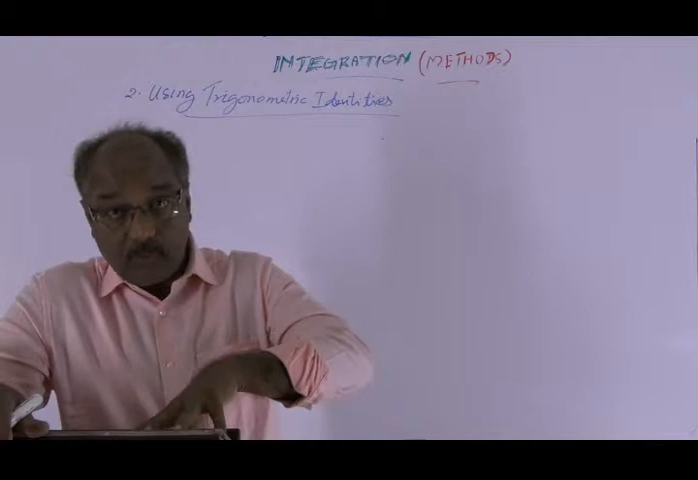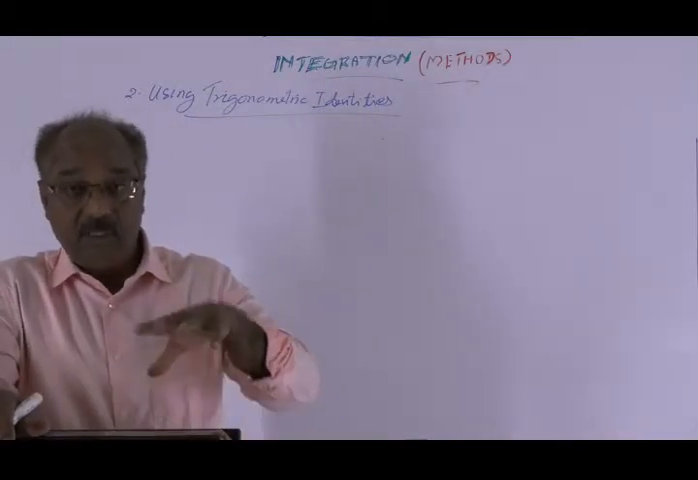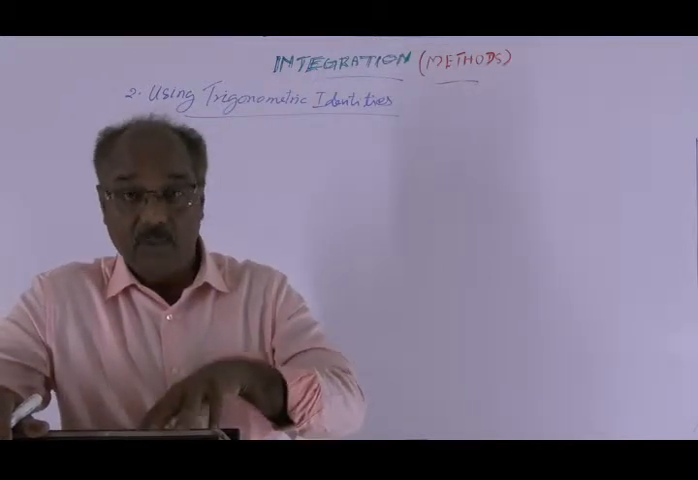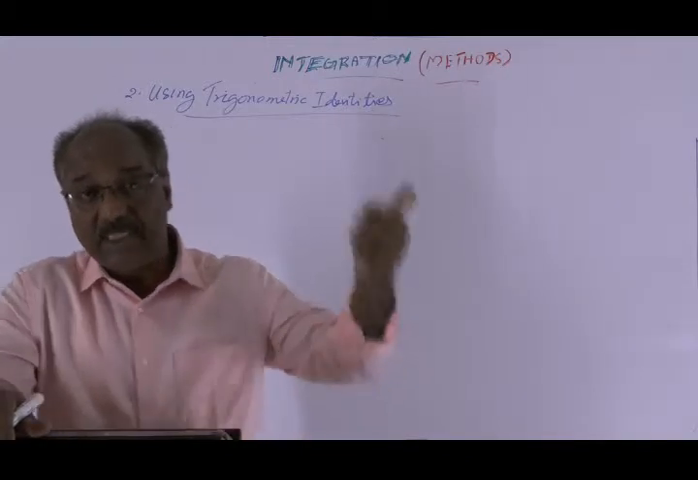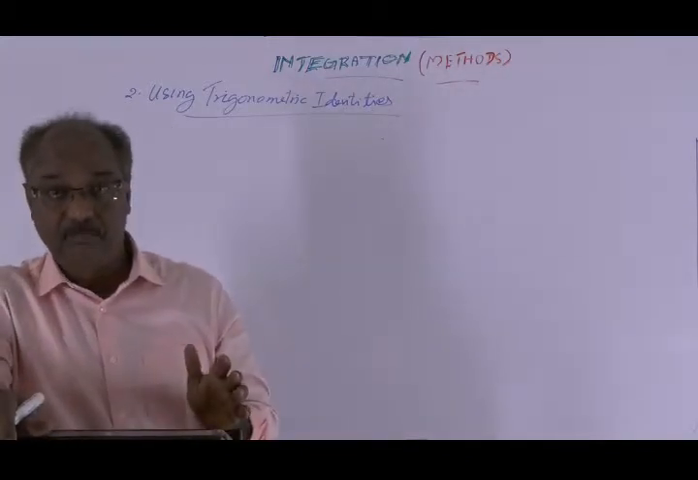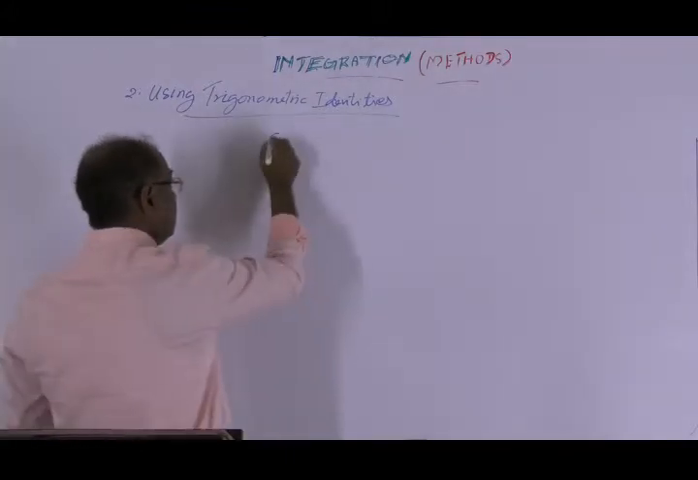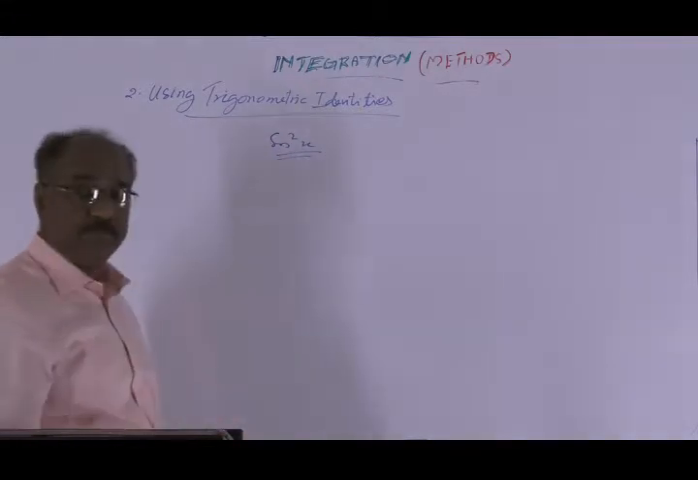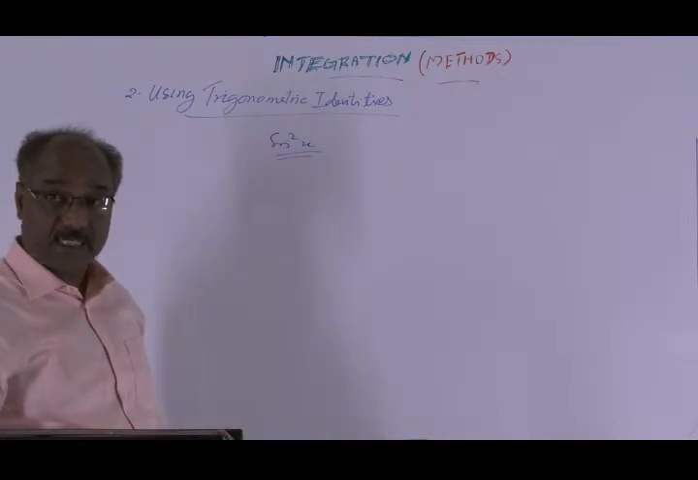So, integration by trigonometric identities means we apply trigonometric identities to reduce the given function into the standard form and then we integrate. That's all. So, for example, suppose we want to integrate sin squared x. This is not in the list of standard functions. We do not know the integral of sin squared x directly.